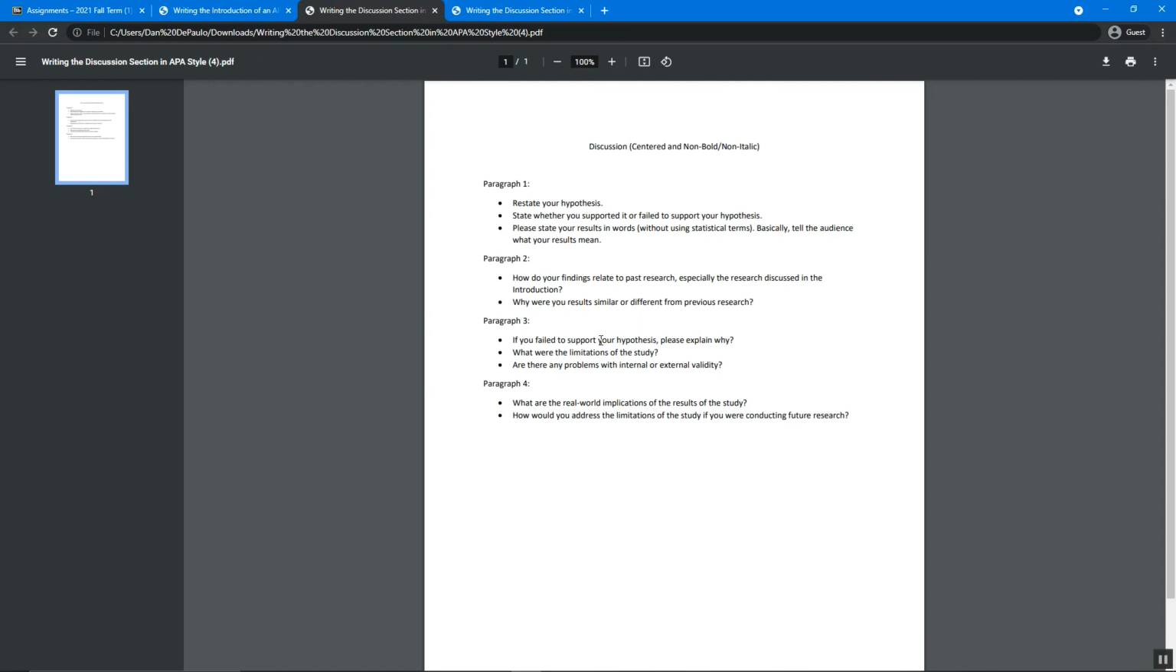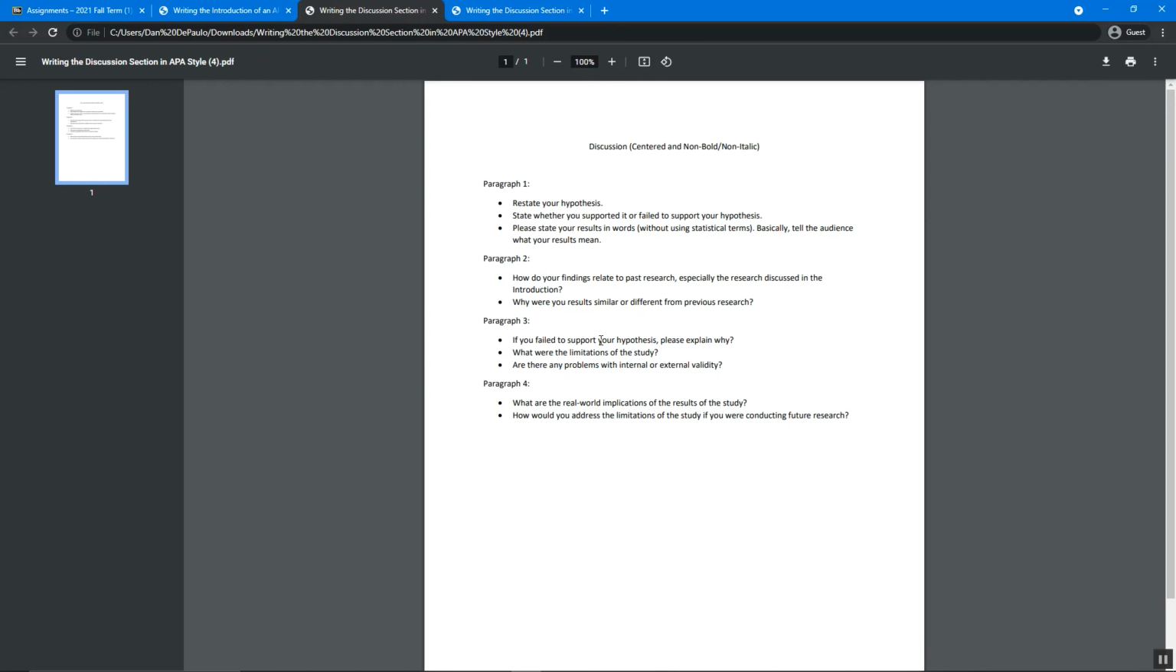Paragraph 3, if you fail to support your hypothesis, explain why. Lots of reasons why. I went through them all. Talk about them. These are also the limitations of the study. So the reasons why you failed to support your hypotheses are the limitations. And there are a lot of limitations of the study. Are there problems with internal or external validity? Internal validity is cause and effect. Obviously, with a survey, you don't have that. External validity is the ability to generalize your results to the population. There are issues with that. Talk about that.